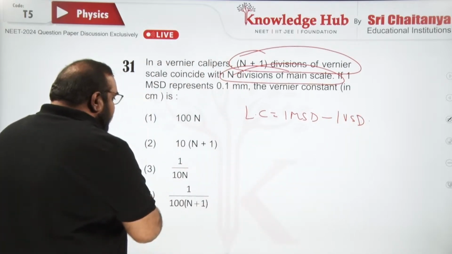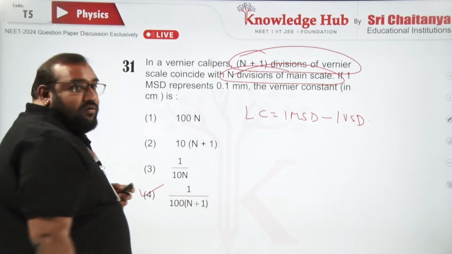Then we will get the form, it is 1 upon 100 into n plus 1.